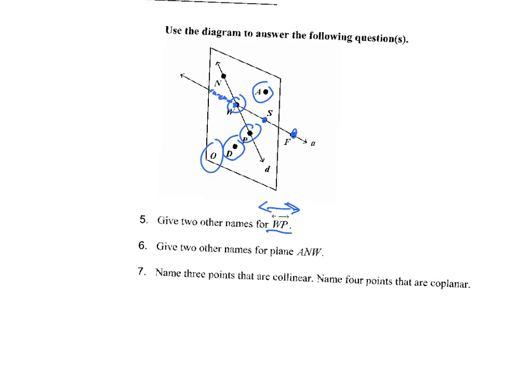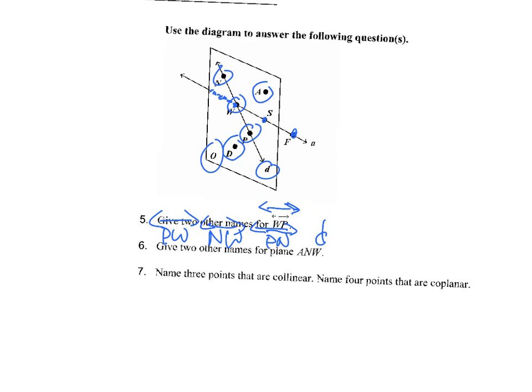So we could name this line PW with the two arrowheads. Since point N is on that line, we could name it NW. We could name it PN. Or we could name it line D. Or we could take any of these names and reverse the letters and still be correct. All right, next.